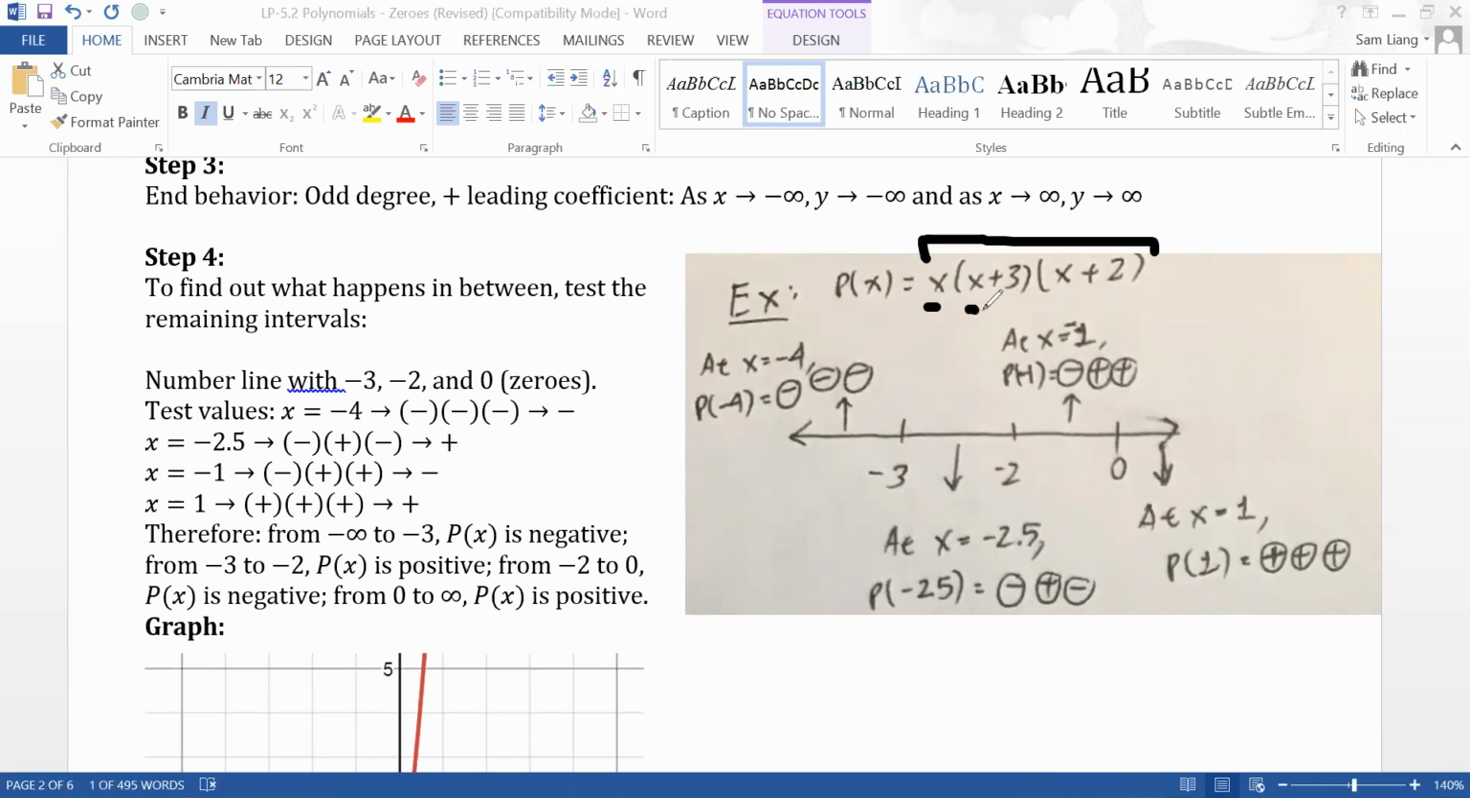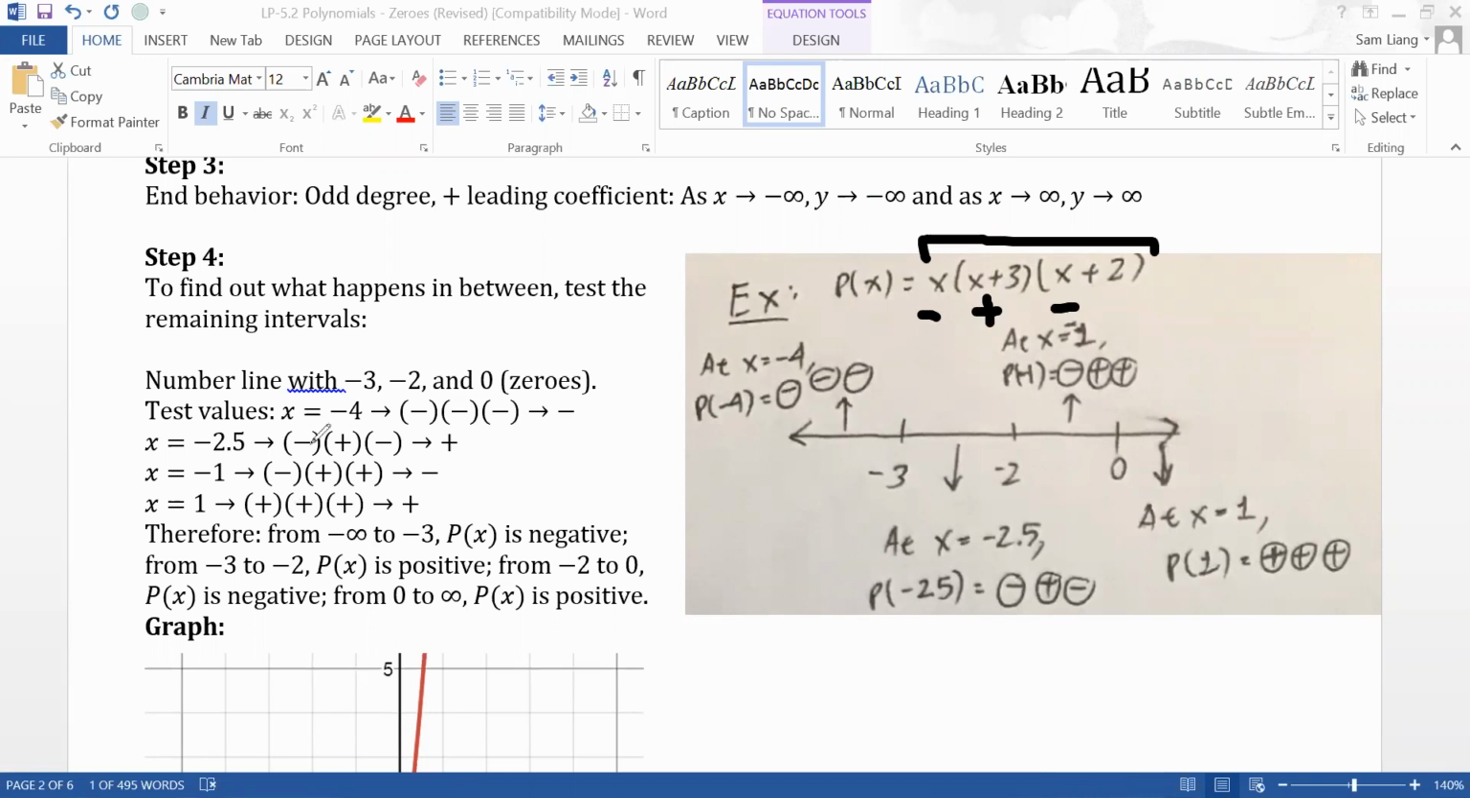Draw that. Yeah, so they're all negative. Okay, so it's a negative number times a negative number times a negative number, which is negative. And then for between -3 and -2, it's going to be negative, positive, negative. Okay, so that's -2.5, which is negative, -2.5 plus 3, which is positive, and then -2.5 plus 2, which is negative.